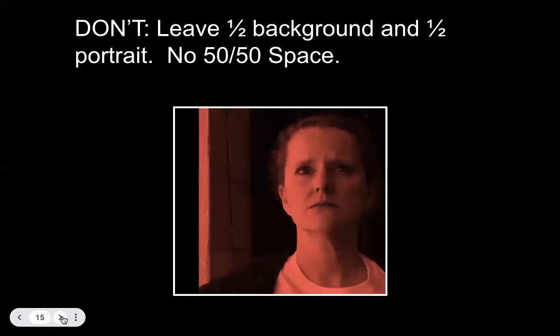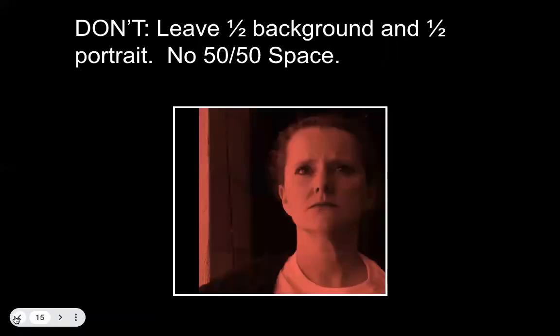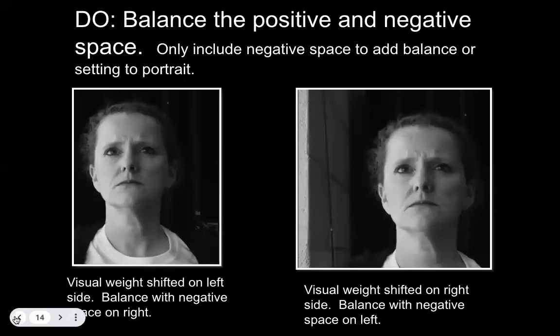So one of the things you probably don't want to do is leave half background and half portrait. We really don't want to do 50-50 space. Instead, we want to think about maybe 30-70 or 60-40, where we're kind of shifting it, right, and having less background showing.